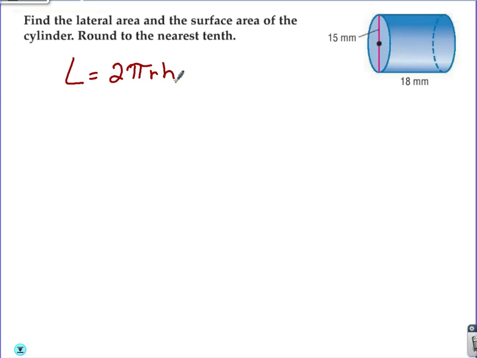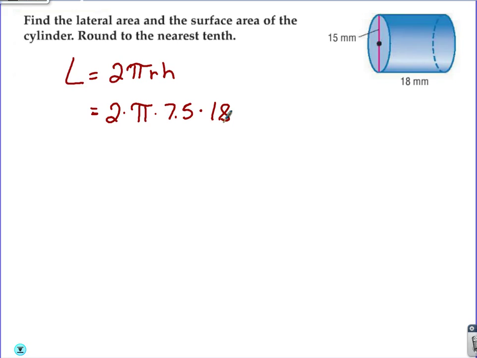2 times pi. This is a pretty easy formula, isn't it? Let's do it exact first. 2 times pi times radius. Hunter, what is the radius? 7.5. Times the height. Briley, is 15 the height? Because that's the distance from bottom to top, right? No. What's the height? 18. When you're finding the height of the shape, make sure you set it back on its base. If this were sitting on its base, the height would be 18.